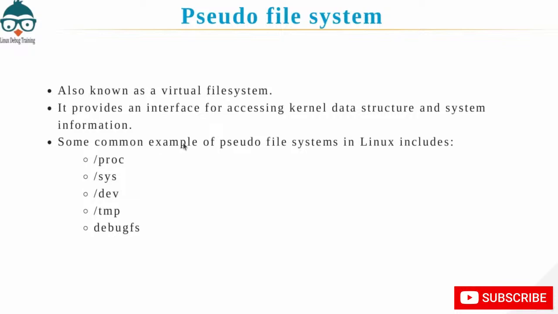Some of the common examples of pseudo file systems in Linux include the proc file system. This is to access the process and system information. The sys file system, to access the information related to the system hardware, devices, and drivers. The dev file system, the device file system, to access the devices available in the system. The temp file system, used to store files temporarily in volatile memory, usually RAM. The debug file system exposes the debugging and tracing information to user space.